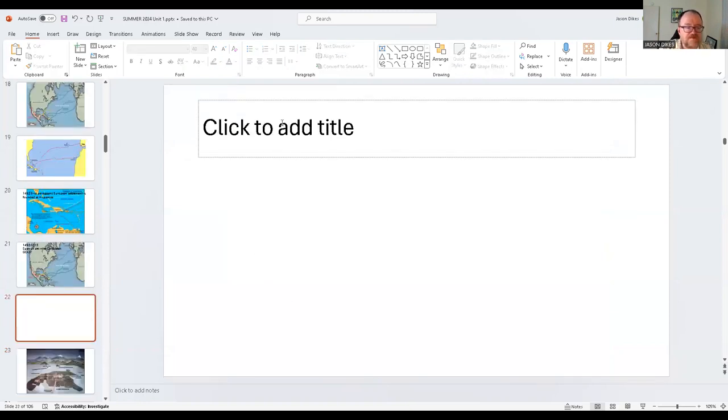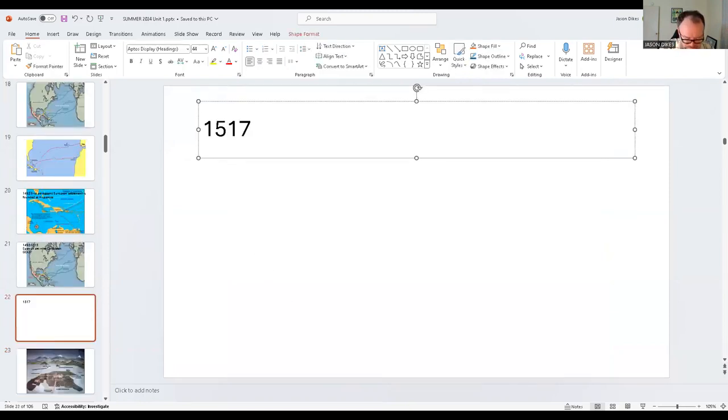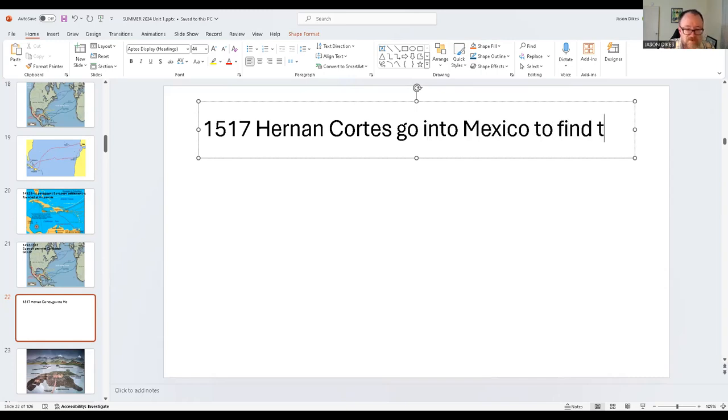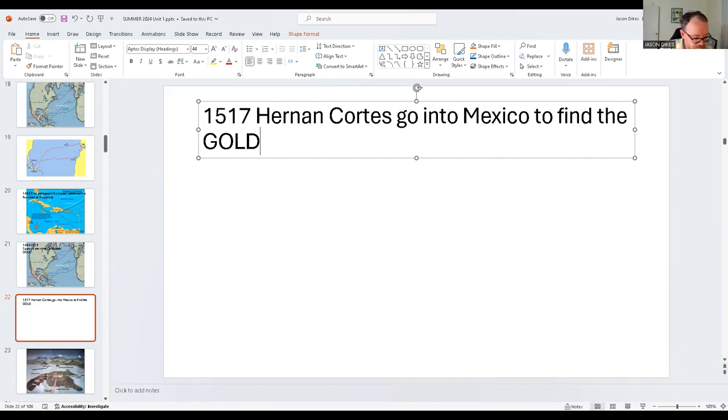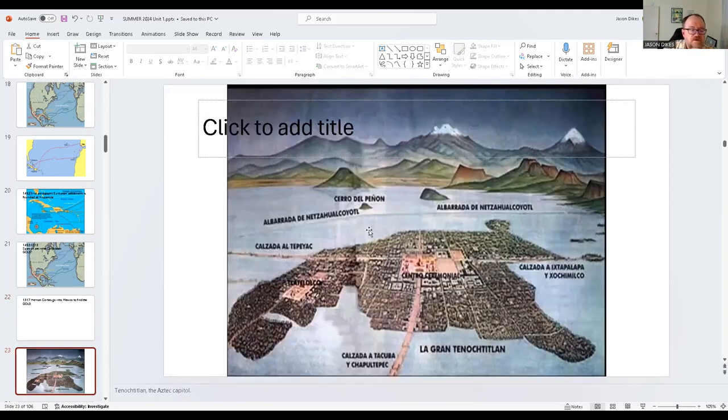So in 1517, Hernan Cortez decided to go into Mexico to find the gold. Man, did he find it. Cortez discovered Tenochtitlan, the Aztec capital.